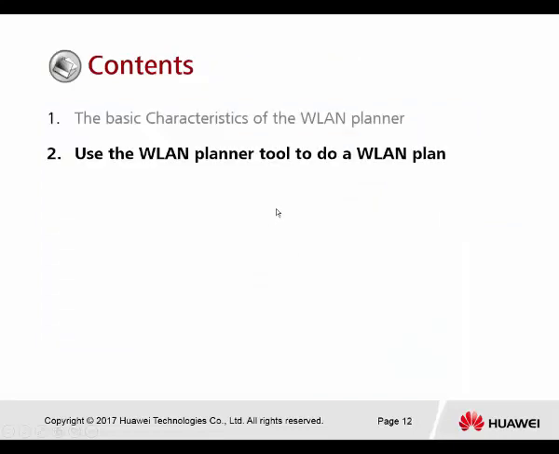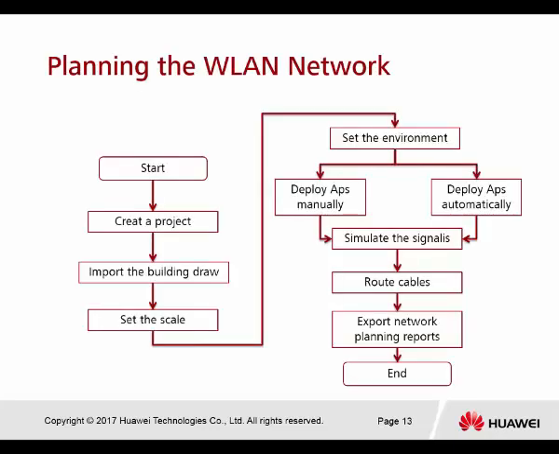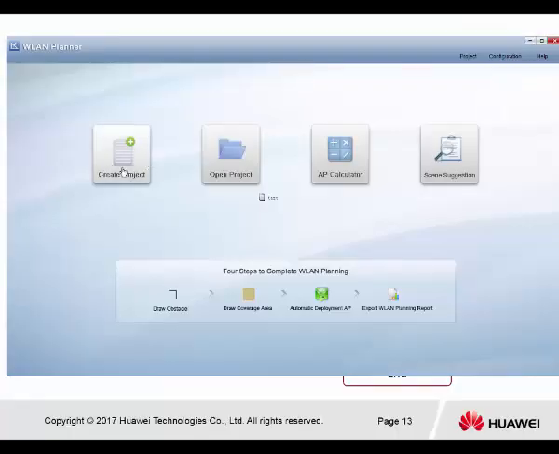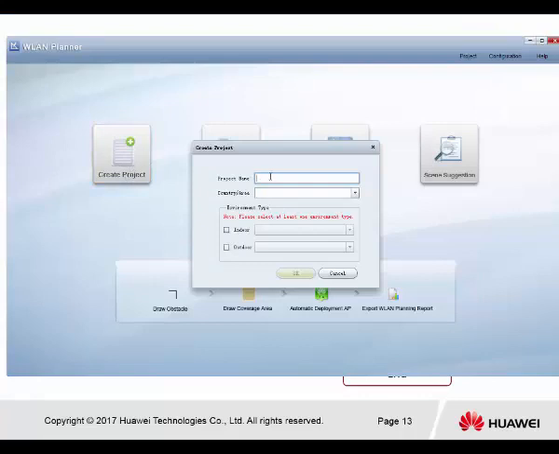Number 2, use the WLAN Planner to do a WLAN plan. After running the WLAN Planner, the first thing we need to do is create a project and import the building drawing, because after you start the project, it will allow you to import the floor plan. Like this one, you create a project.